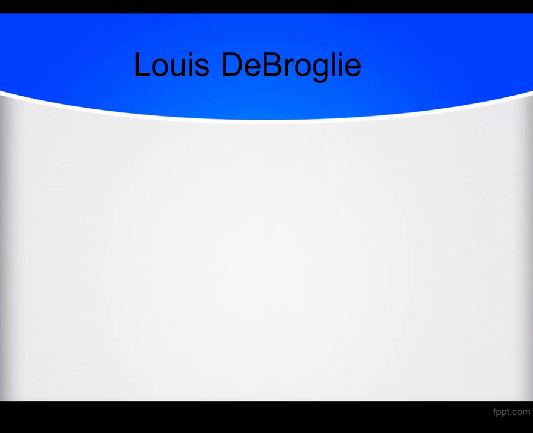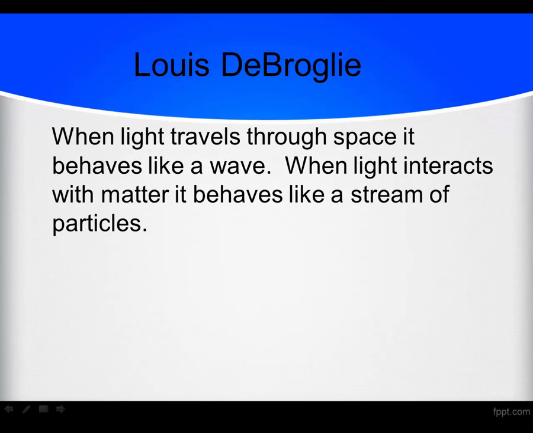Okay. So a guy named Louis de Broglie, he's not from broccoli. He is de Broglie. He is from Broglie. All right. At any rate, he figures out that when light travels through space, it behaves like a wave. He also notices that when light interacts with matter, it behaves like a stream of particles, but he can't figure out how to prove that.